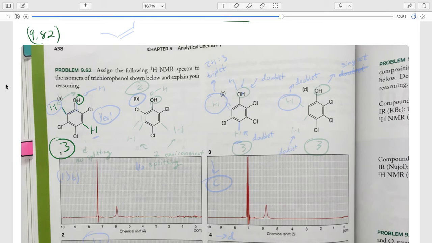They are not symmetrical in this case. Can anyone tell me why they're not the same? And in B, the case is different because these two hydrogens are the same, so these both count as one environment. And of course we have this H up here, so we should expect 2 peaks from that graph.